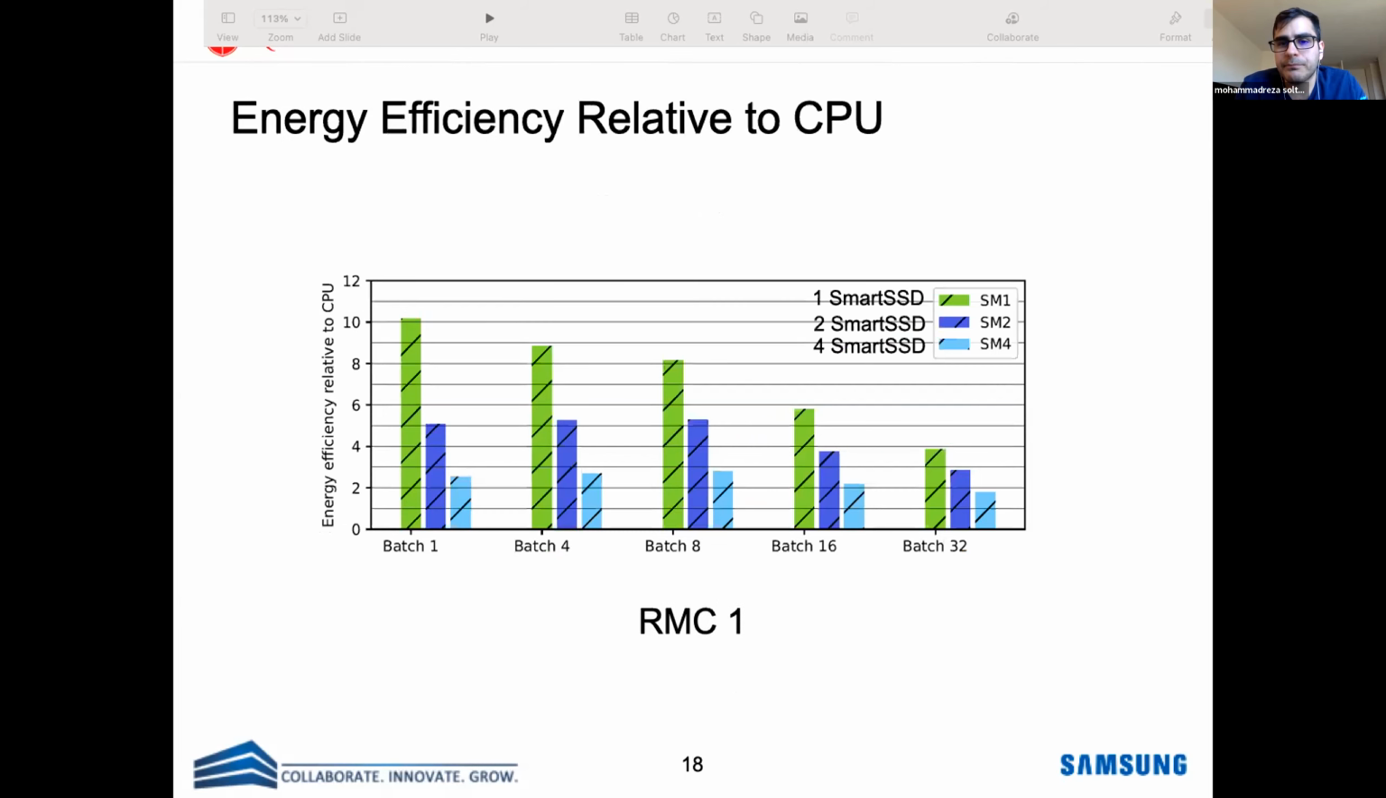latency. We also evaluate the energy efficiency of a smart SSD compared to a CPU. As you can see, for different batch sizes and different numbers of smart SSDs, we can improve the energy efficiency by up to 10 times compared to a CPU system.